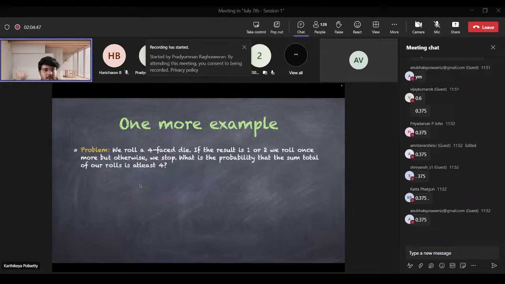So yes, one more example. We roll a four-faced die. If the result is either 1 or 2, we'll roll once more, but otherwise we will stop. What is the probability that the sum total of our rolls is at least 4? To clarify, you can roll at most twice. If you get 3 or 4 in the first roll, you will stop. If you get either 1 or 2, you will get only one more chance. You can try this out.